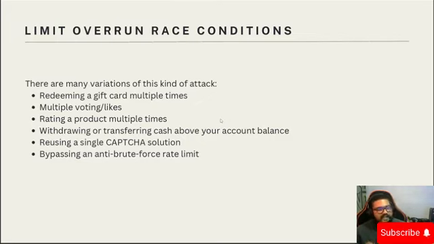Another is bypassing an anti-brute-force rate limit. Sometimes limits are set to like 4 or 5 attempts for brute forcing, but using a race condition, or simply Turbo Intruder, we can analyze whether we are able to bypass that limit or not. So this is for limit overrun race conditions.